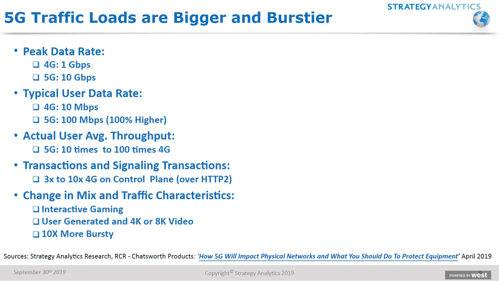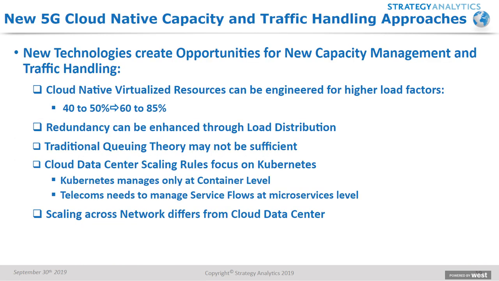And finally, the mix of traffic is likely to change. Those applications that really need 5G, such as interactive gaming with low latency, are going to be the early ones that move on to 5G. And user-generated video within the RAN is going to become a big issue, and we're going to see some very bursty video capabilities as users upload their video and share with their friends. So some very different traffic patterns than we've seen historically.